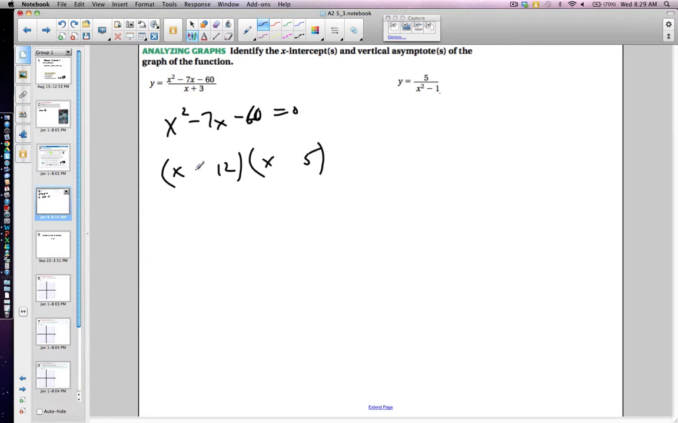And I know that the 12 has to be negative because it's bigger. So I'll have negative 12 and positive 5. Those will combine to be negative 7. Okay, so the zeros that come out of this are 12 and negative 5. These are my x-intercepts.